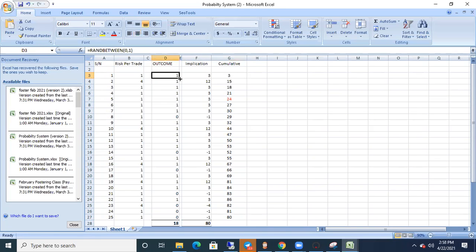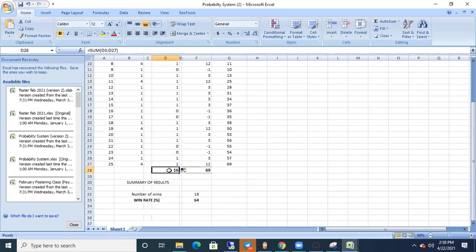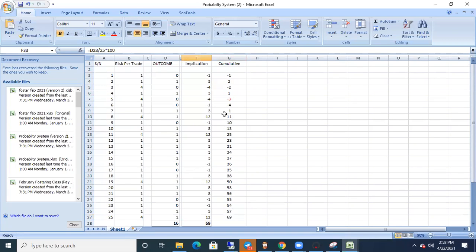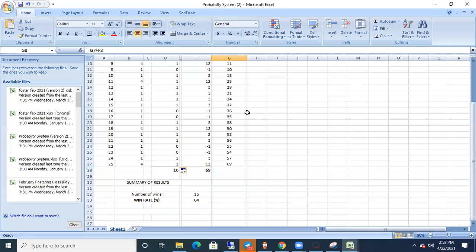Last iteration, you won 16 trades out of 25 trades, a 64% win rate, and your account had a maximum negative of -4, and your account grew by 67%.